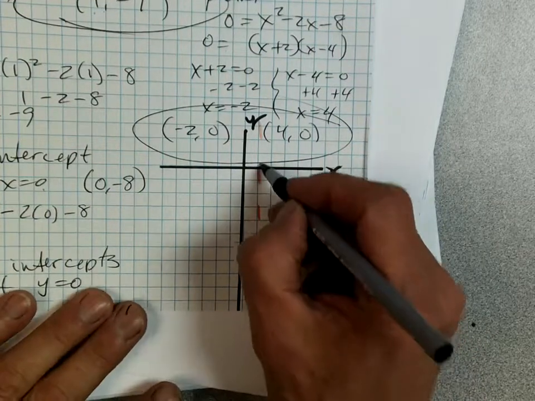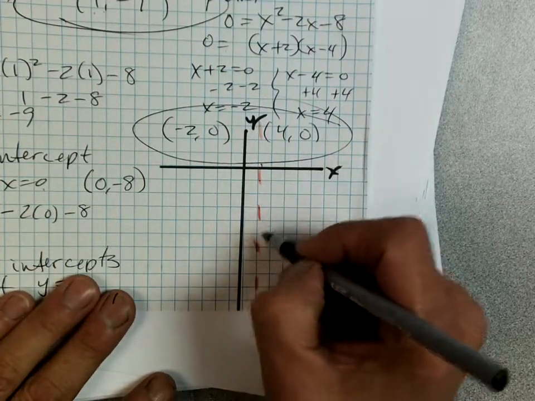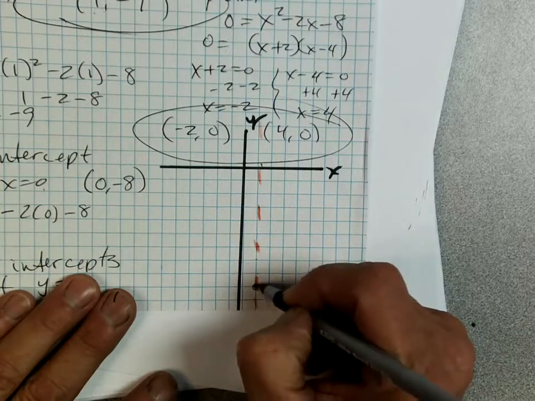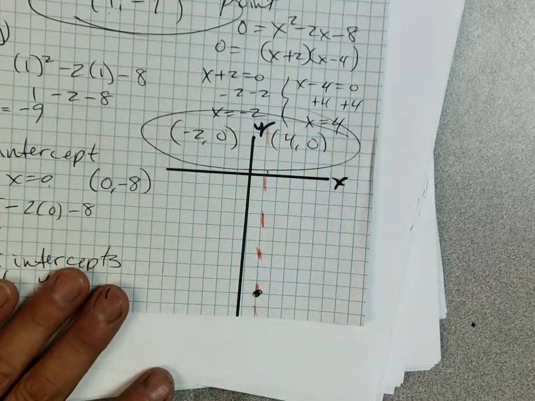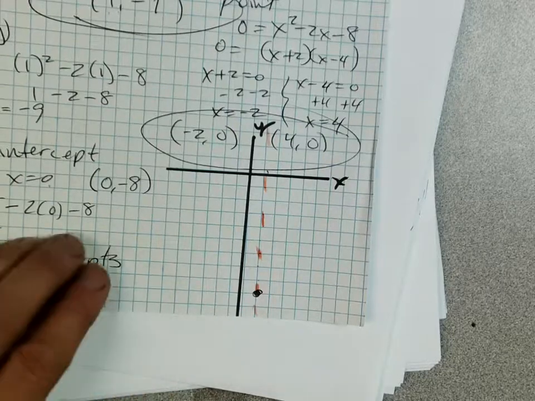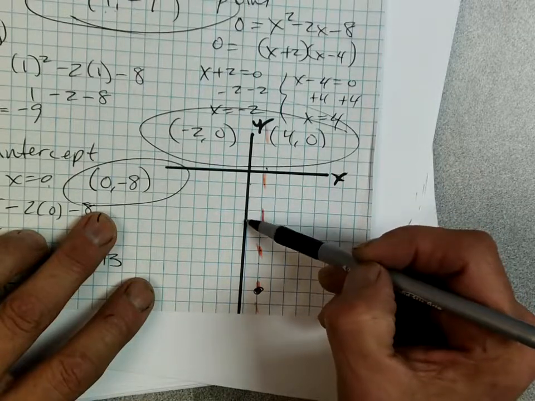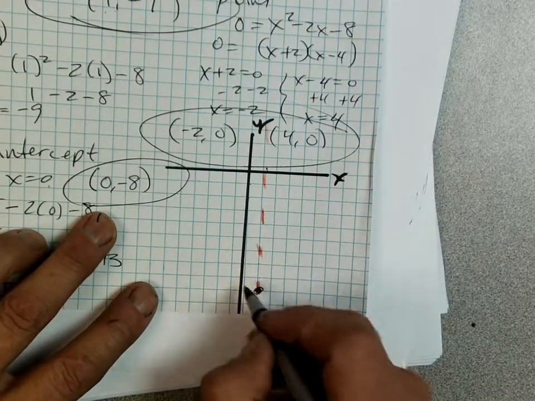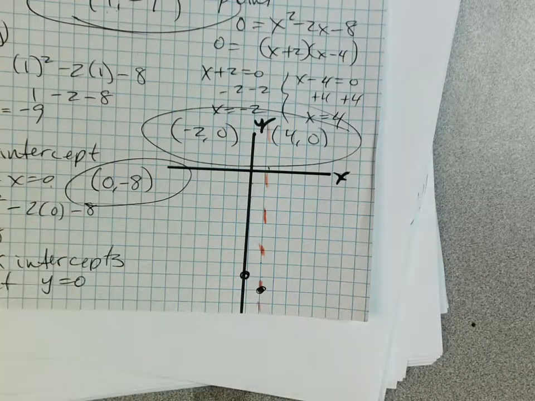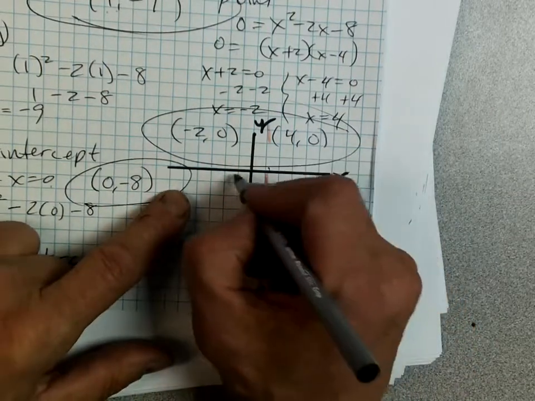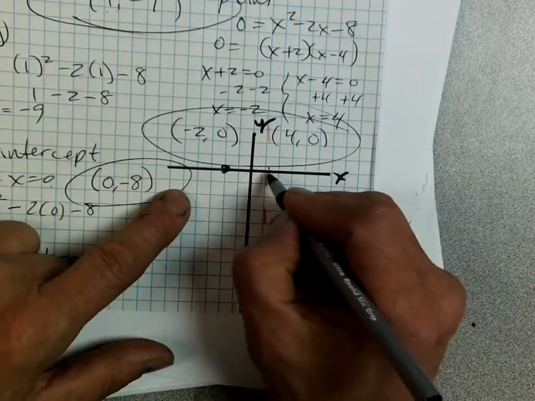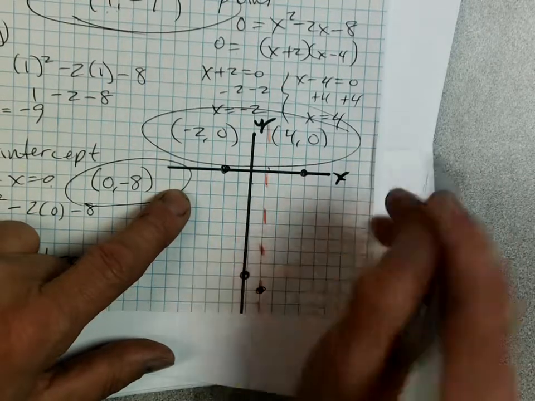So my vertex is at 1, negative 9: 1, 2, 3, 4, 5, 6, 7, 8, 9. You agree? And then I've got a y-intercept at 0, negative 8: 1, 2, 3, 4, 5, 6, 7, 8. How am I doing? Am I going too fast? We've got a plan, right? Now we've got x-intercepts at negative 2, 0, and 4, 0. Okay, how's that?